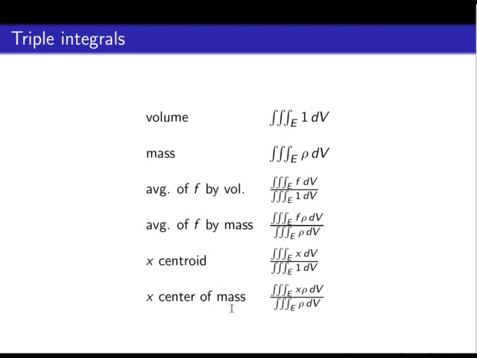Same with center of mass. This is the average of x. Just put an x for f instead of f, and similarly here x instead of f for that. If you want the y coordinate, then you put y. If the z coordinate, you put z, and this way you get 3 numbers, giving you the coordinates for the centroid or the center of mass, depending on if we're averaging by volume or averaging by mass. So these are basically the same ideas as you had with double integrals. Nothing really new.